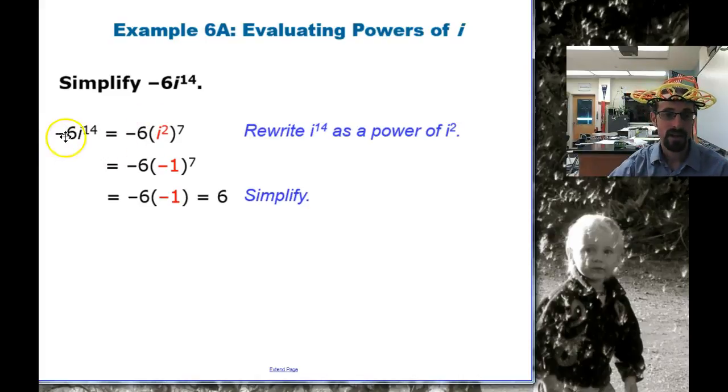And what do we have here? Negative 6 i to the 14th. Well, here you go. When they said it's even, it's really this negative 1, and negative 1 to the 7th is also negative 1. So negative 1 times negative 6 is equal to 6. I would do it slightly differently. I would say, hey, it's even, 14 divided by 2 is 7, so it's going to be negative 1. When you evaluate it, the value is going to be negative 1.